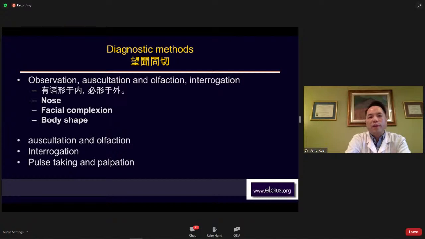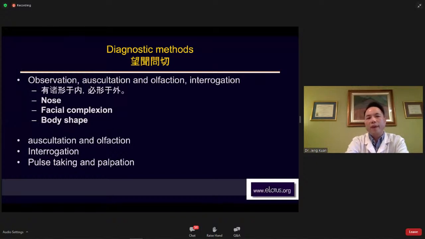So in Chinese medicine, we all know we have 望闻问切: observation, auscultation and olfaction, interrogation, and palpation. Actually, that would be the last one, 望闻问切. So it says, 有诸行于内，必行于外. So whatever is happening interiorly, it might manifest outside in the body, in the appearance. So when it comes to digestive condition, spleen, stomach, if we look at the nose, if the nose is red and there are acne or pimples, that could be an indication of stomach fire or spleen, stomach damp heat. And if the facial complexion is pale, then we know it can be spleen qi deficiency.